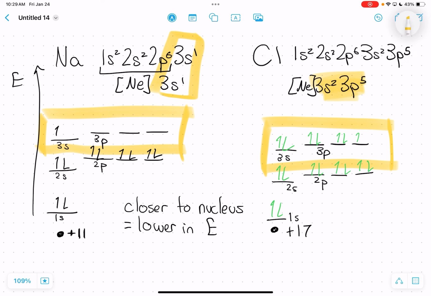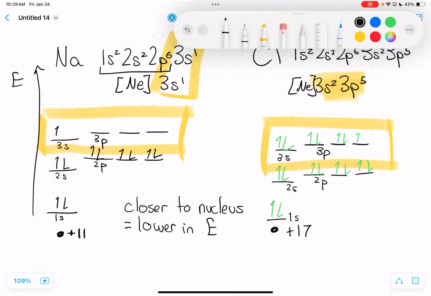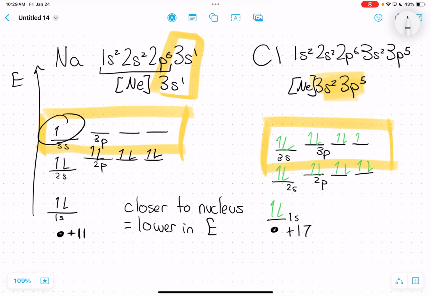Okay, here's the nice thing about ionic bonding. It's so straightforward. I have one electron here that's high in energy, and I have one open spot over here that's lower in energy. Why is it lower in energy? Because chlorine's smaller, so that orbital is closer to the nucleus, which makes it lower in energy.